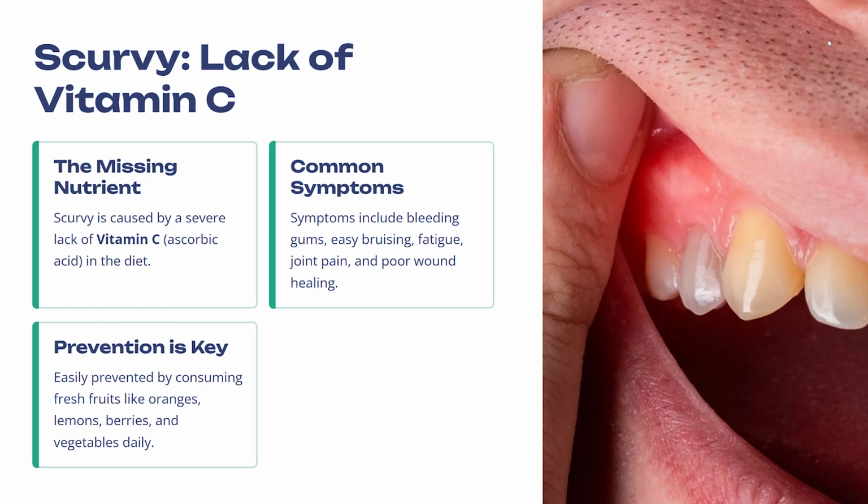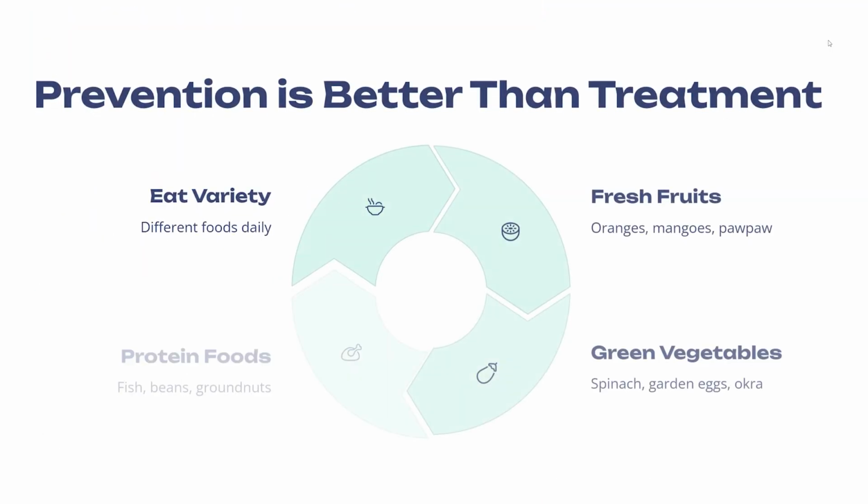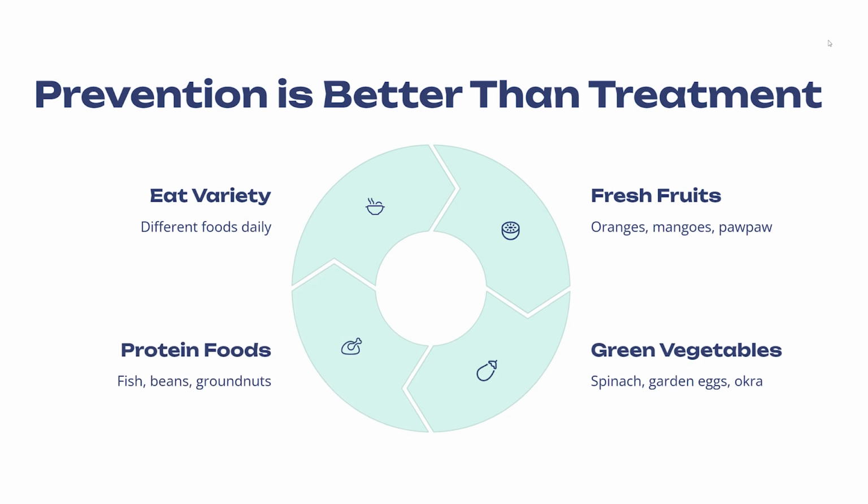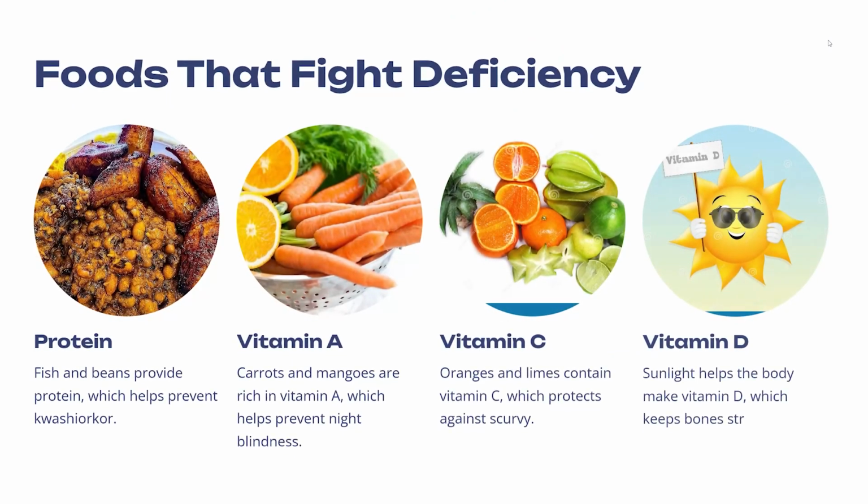So what is the best way to prevent deficiency diseases? The answer is simple. Eat a variety of foods every day. Don't just eat one type of food. Mix in proteins, carbohydrates, fats, fruits, and vegetables. Remember, prevention is always better than treatment. And that brings us to the end of this lesson on food nutrients and deficiency diseases.